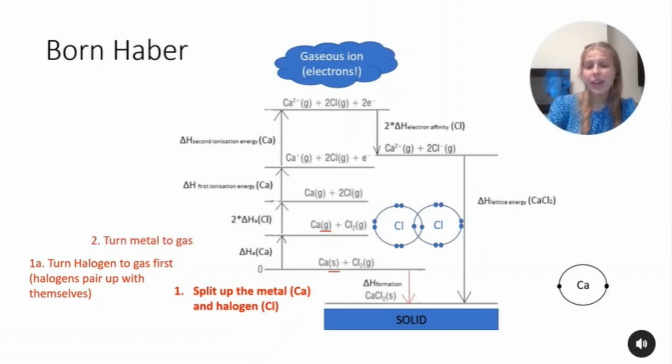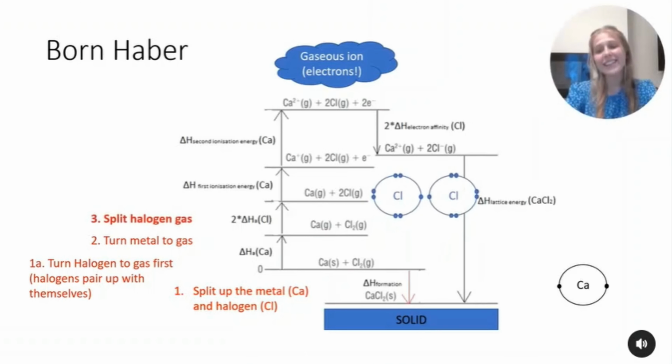The enthalpy change of calcium is then turning the calcium solid into calcium gas. Next is the enthalpy change of the halogen gas, in this case the 2 chlorines. It's 2 times because there are 2 chlorines that are bound together, and we are now separating them into 2 separate atoms.